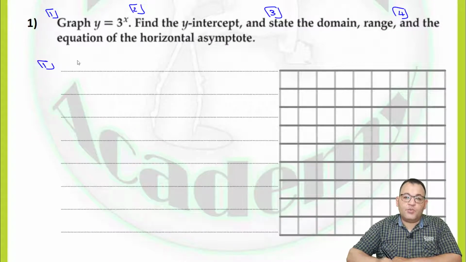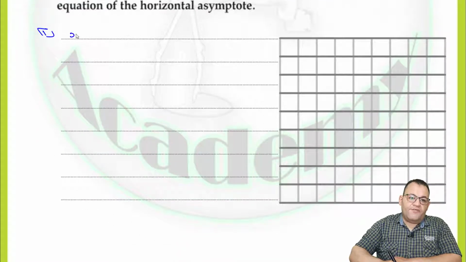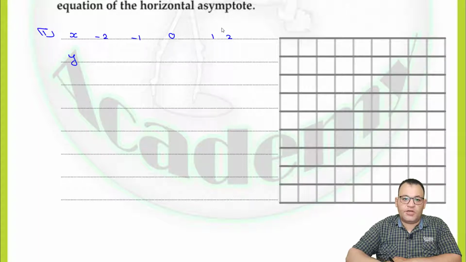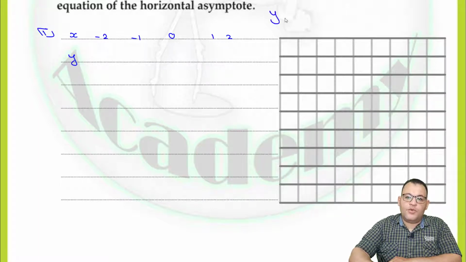To graph the equation, we need to form a table. The table must have x and y. So we have x and y. We always use the values -2, -1, 0, 1 and 2. That is the set of values that we are using. So we need to graph the equation y equals 3 to the power x.